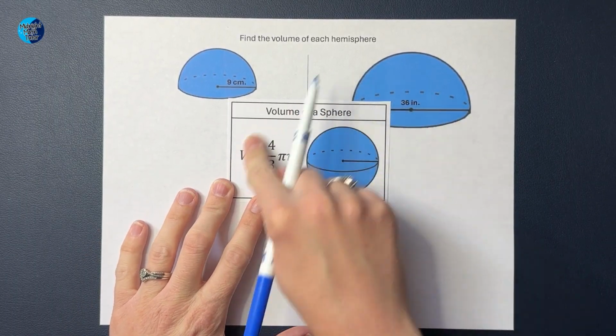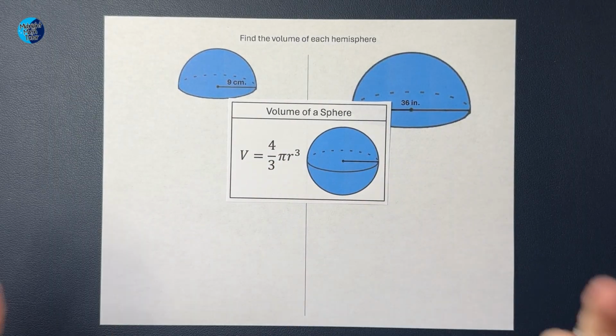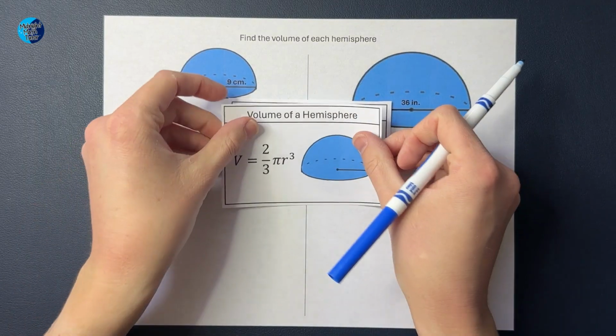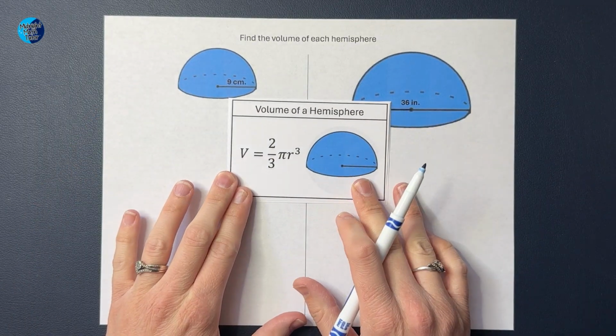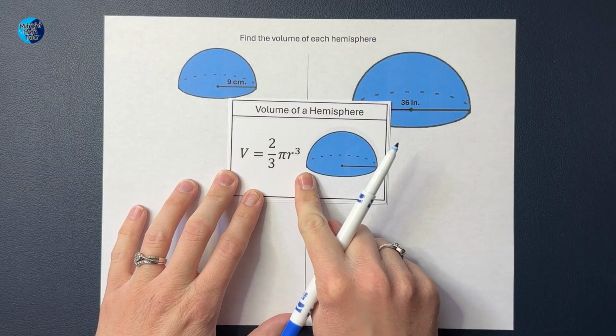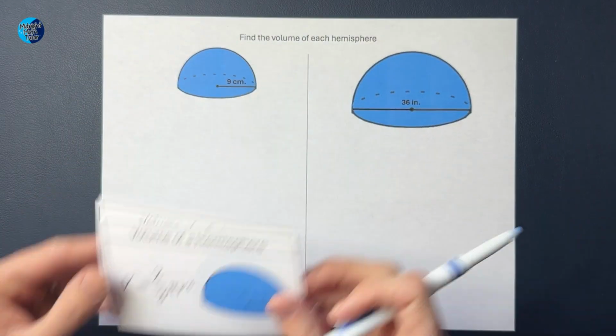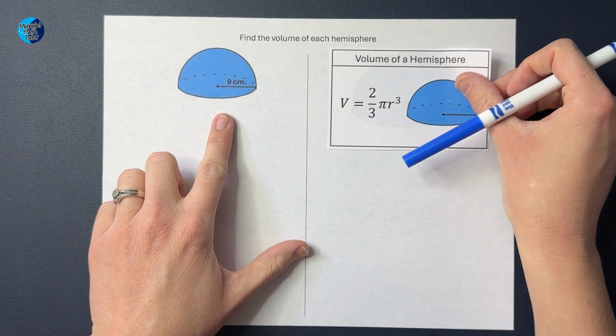We're going to take this formula and multiply it by 1/2, because we're literally finding half of it, which gives me the volume of a hemisphere: 2/3 times pi times the radius cubed. Let's go ahead and apply this on our first problem.